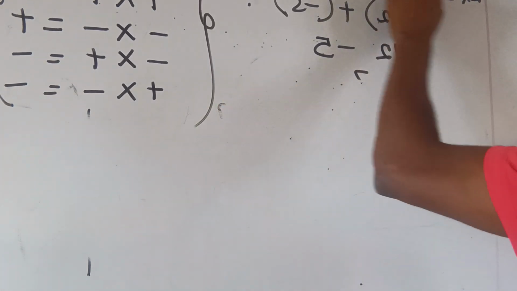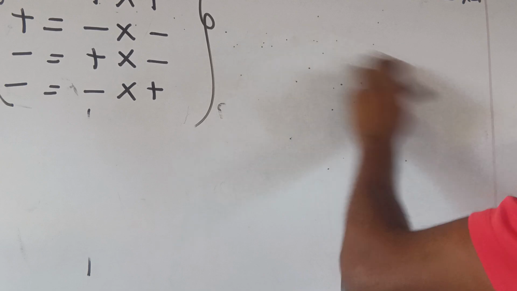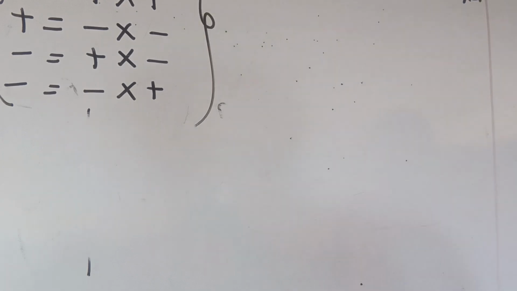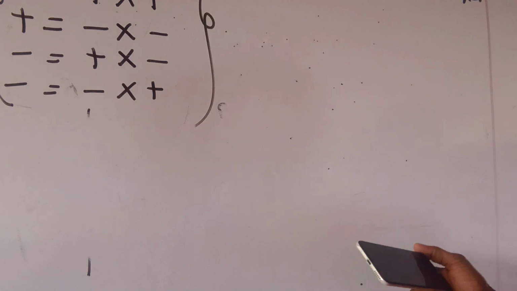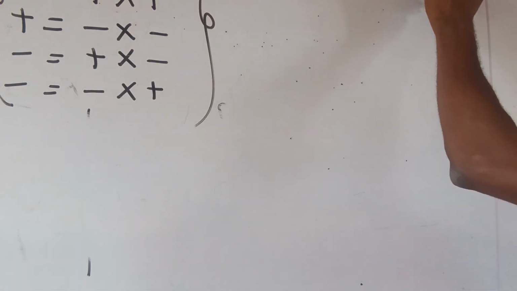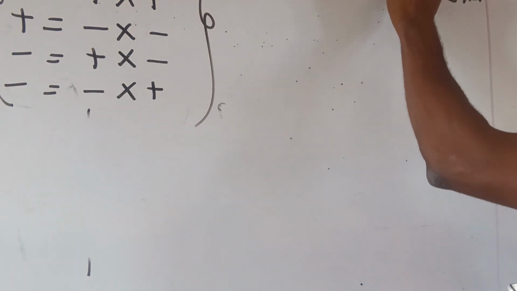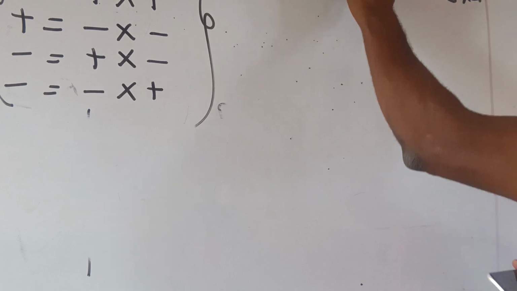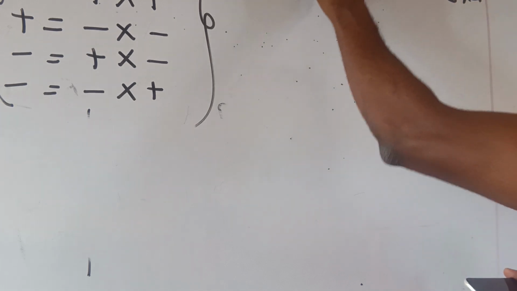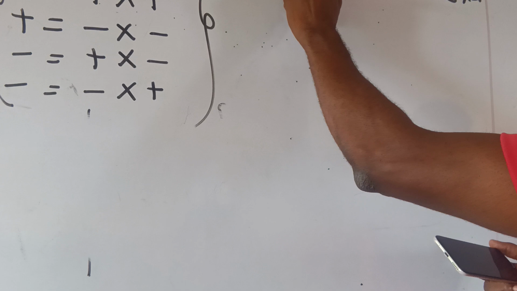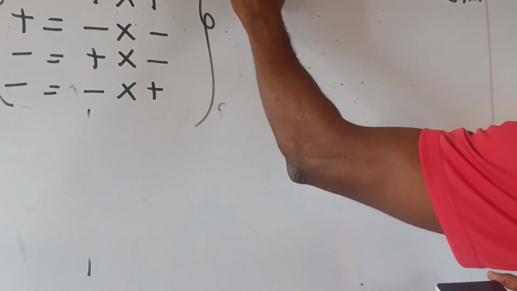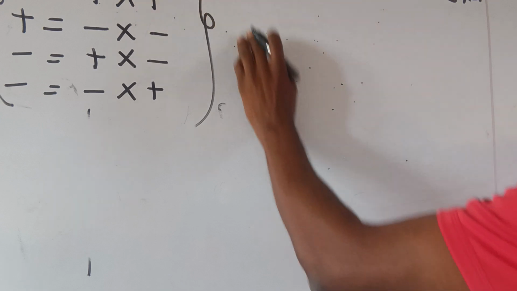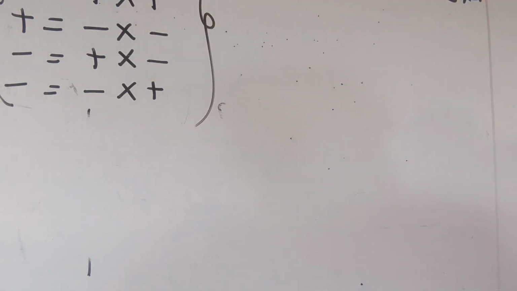Let's continue with the examples. Example 3 is the next one. Example 3 is saying, what is plus 6 times minus 2? What is plus 6 times minus 2?